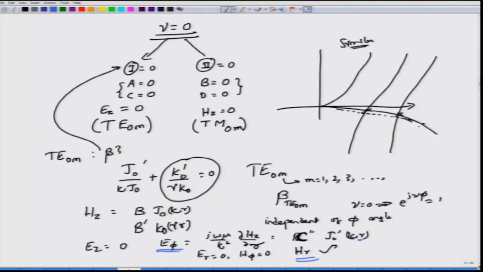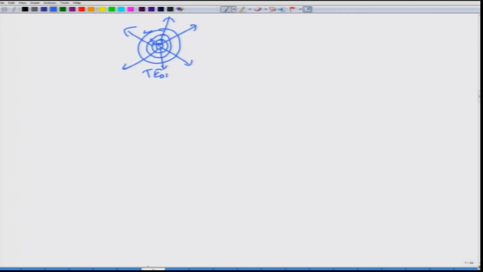So, you have Hr which goes as J0 prime kappa r, and this is how the field lines would look for magnetic field in the direction Hr. I am plotting this one in the r phi plane. So, electric fields will be circling in.